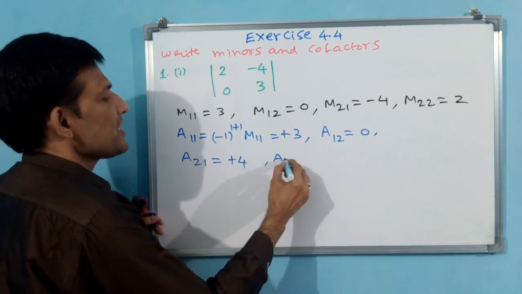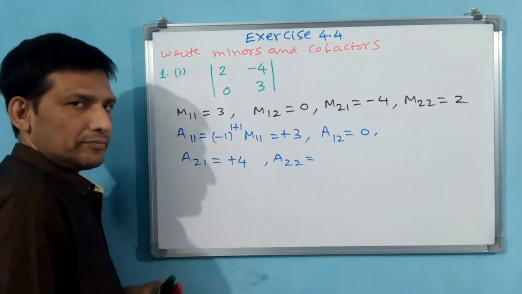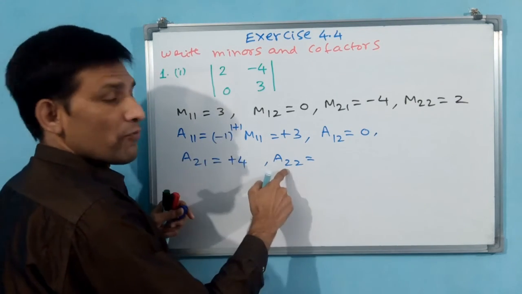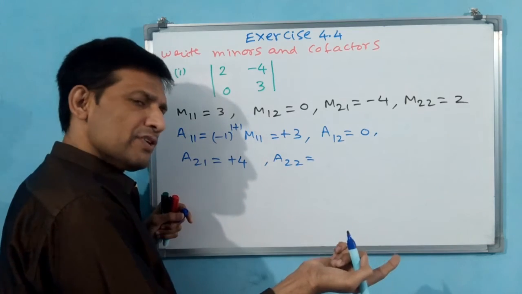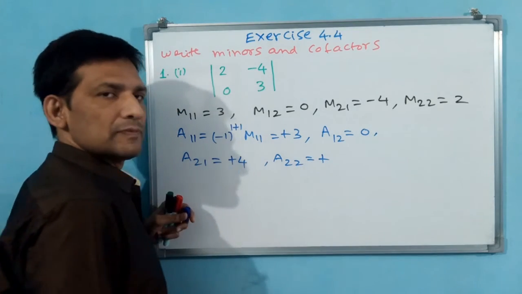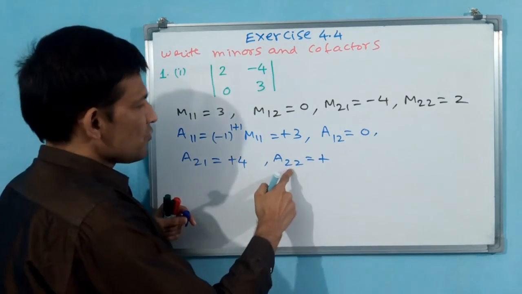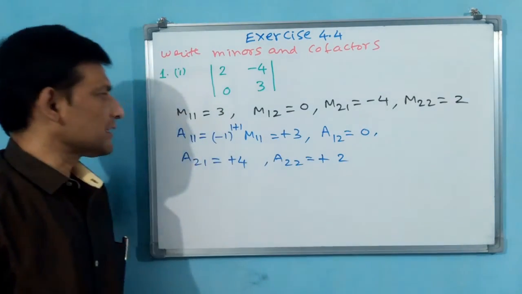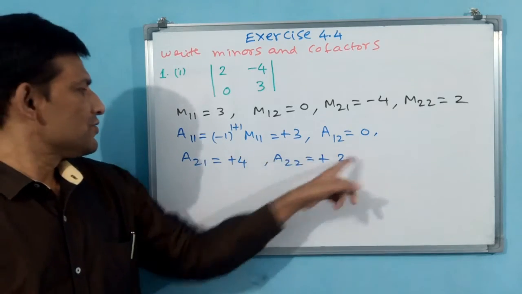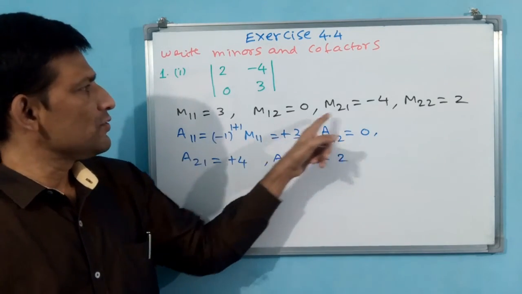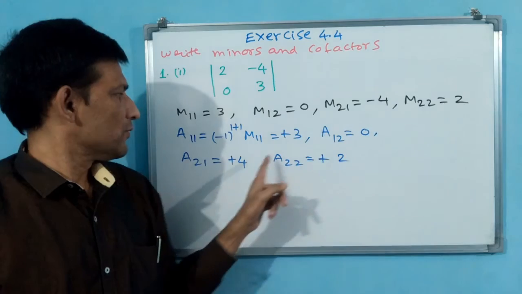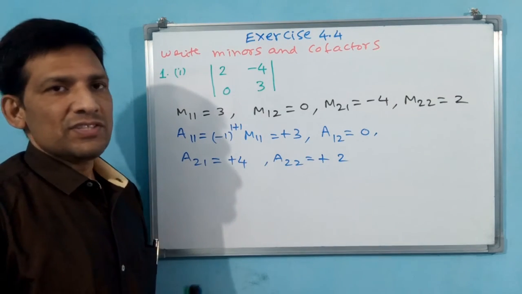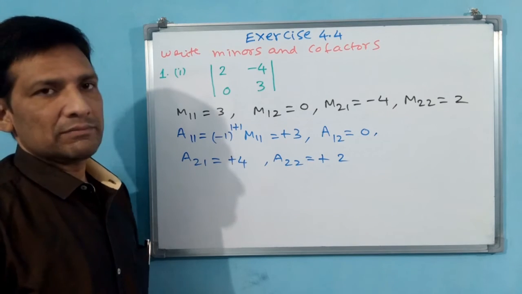Now let us go for A22. See, (-1) power 2 plus 2, that is 4, an even number. Even number is positive. M22 is 2, that means 2. That's all. So the cofactors also are 3, 0, 4, 2. The -4 has changed to +4 in cofactors. This is the answer for your first question.